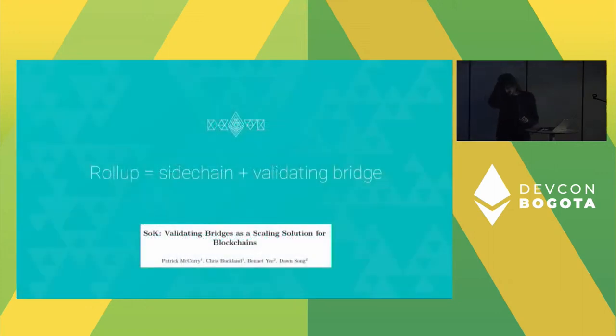Okay, so at a very high level, a rollup is a sidechain, it's another blockchain, but it's connected to some sort of base chain by a validating bridge. And if you want to read more about this, there's a paper by Paddy who sat in the back of a room over there. So you can get more information there.